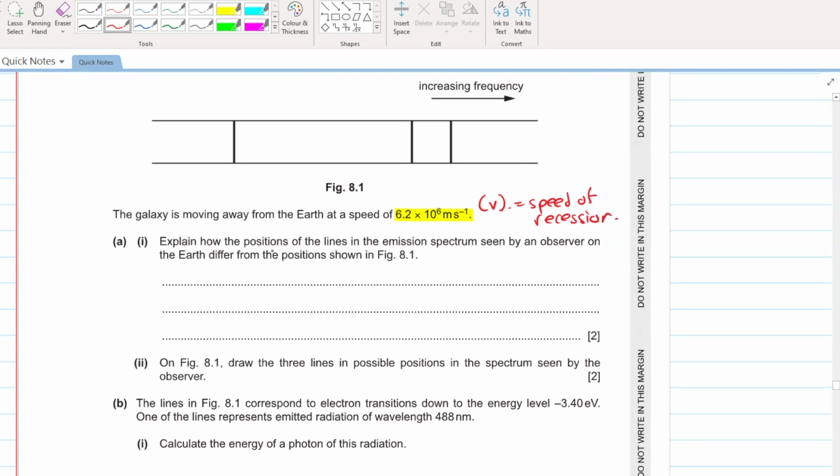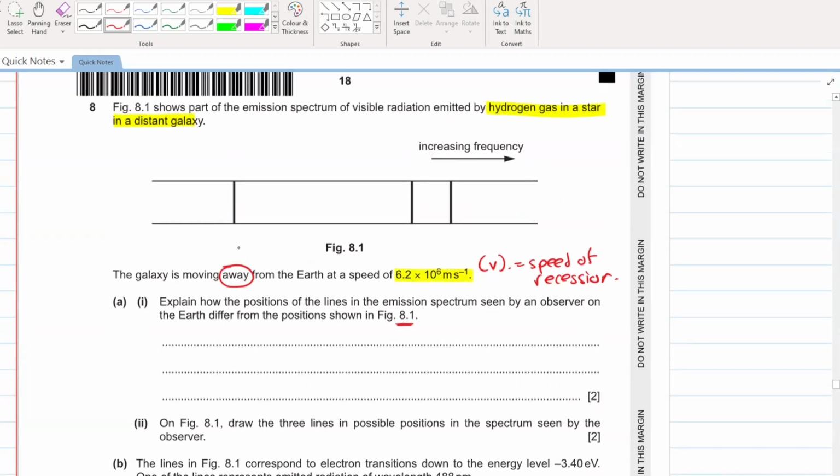Let's move ahead. Explain how the position of the lines in the spectrum seen by an observer on the Earth differ from the position shown in figure 8.1. Okay. So if a galaxy is moving away from you, what will happen? Wavelength increases, frequency decreases. So explain how the position of the light spectrum shown by an observer on Earth will change. What will happen? All these lines will appear shifted to the left. You will see lines of a lesser frequency and the lines will be shifted towards the left.